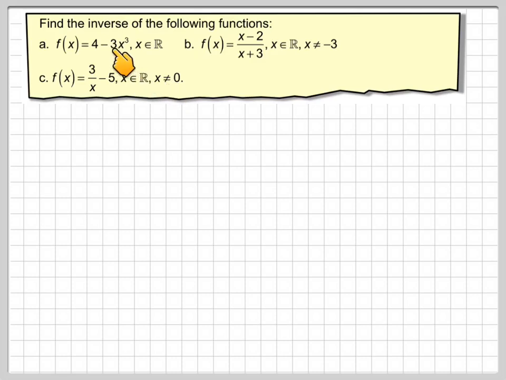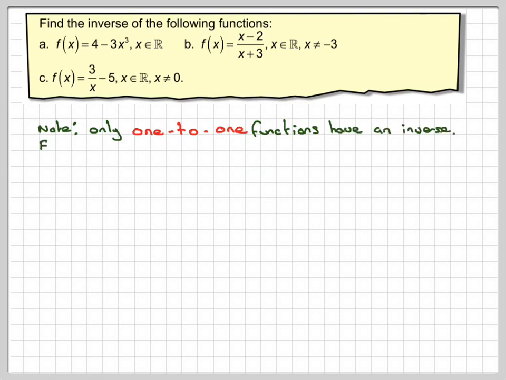So what we're trying to find here is, if I take a number, cube it, multiply it by 3, and then subtract that from 4, is then the answer to that, what I want to know is, can I get back to my value of x? This is called finding the inverse of the function. But you need to remember that only one-to-one functions have an inverse.